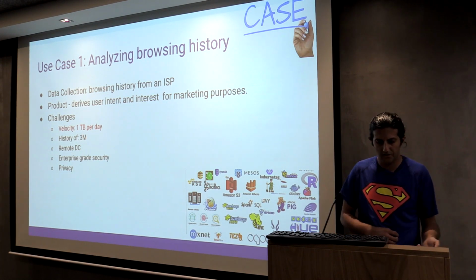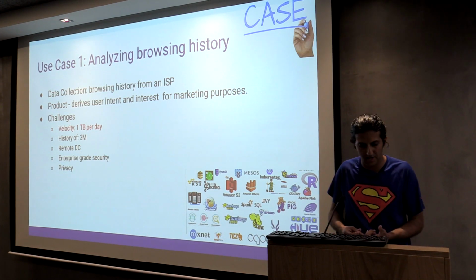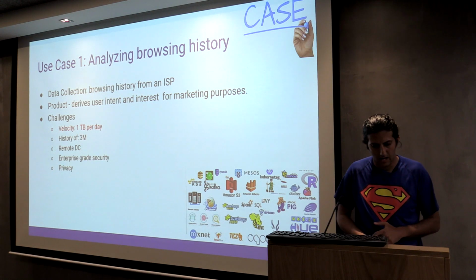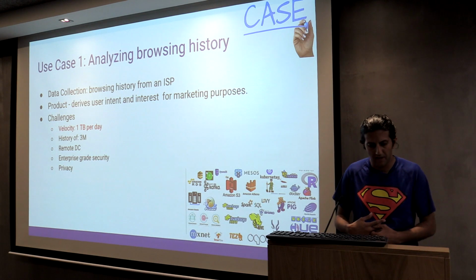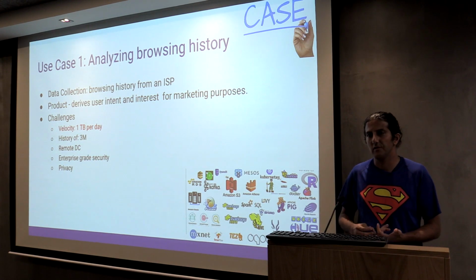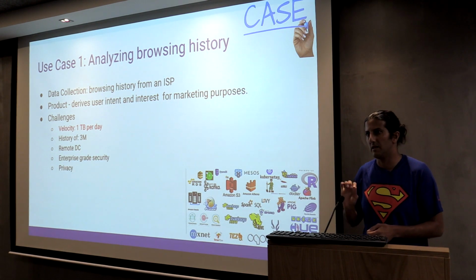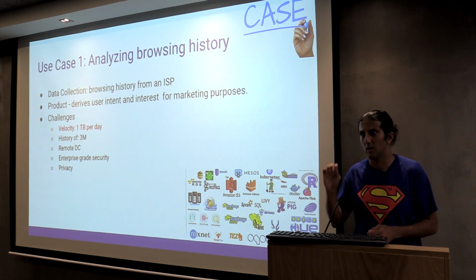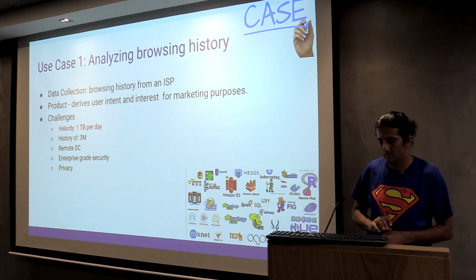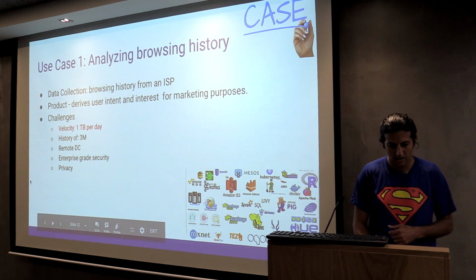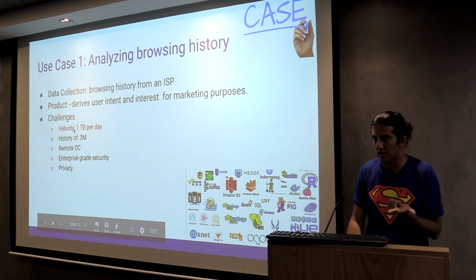So let's talk about the first use case. The idea was to analyze browsing history of users. Imagine an ISP, and we want to generate marketing insights about intent of users. For instance, someone is going to booking.com. That means he has a travel intent. So let's put an advertise, buy a ticket from us. Okay, that's one use case. The challenge there was the velocity of 1 terabyte per day from data center to the cloud.